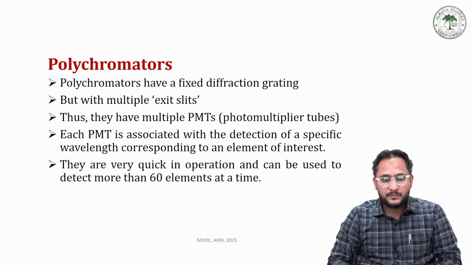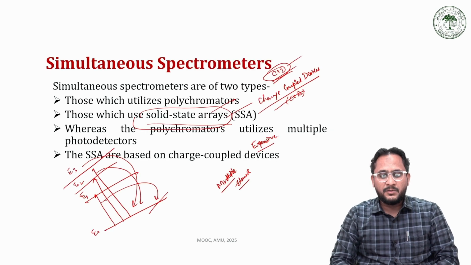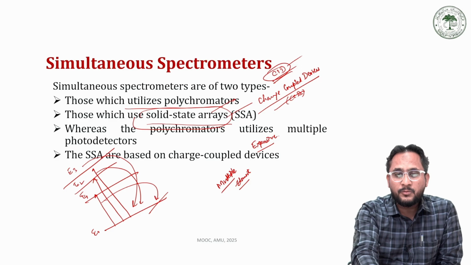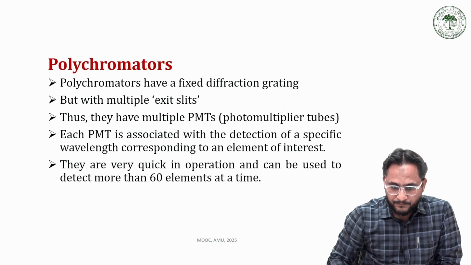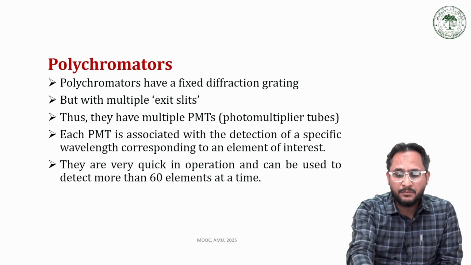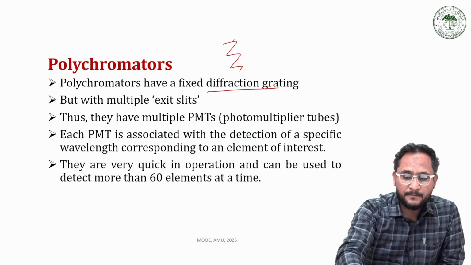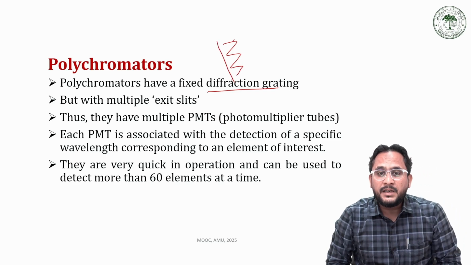Now let us move on to discuss the polychromators. There are two types of simultaneous spectrometers: those which utilize polychromators and those which utilize solid state array detectors. Now what are polychromators? Polychromators have a fixed diffraction grating, meaning they have a diffraction grating that is fixed, but they have multiple exit slits.